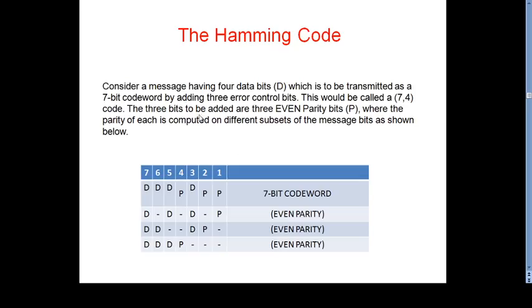Consider a message having 4 data bits, D, which is to be transmitted as a 7-bit code word. Adding 3 error control bits gives what is called a 7-4 code. The 3 bits added are even parity bits, where each parity is computed on a different subset of the message as shown. So there is a 7-bit code word: 3 bits are parity bits and 4 bits are data bits. First we look at the even parity.